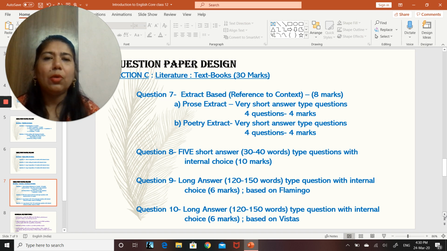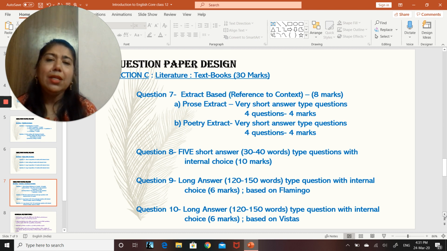Last 2 questions, question number 9 and 10 of the question paper, they both are long answer type questions. By long answer type questions in literature, it means that the word limit is roughly around 150 words to write down your answer. As the range is 120 to 150, so make sure your answer is not over by 150 words.